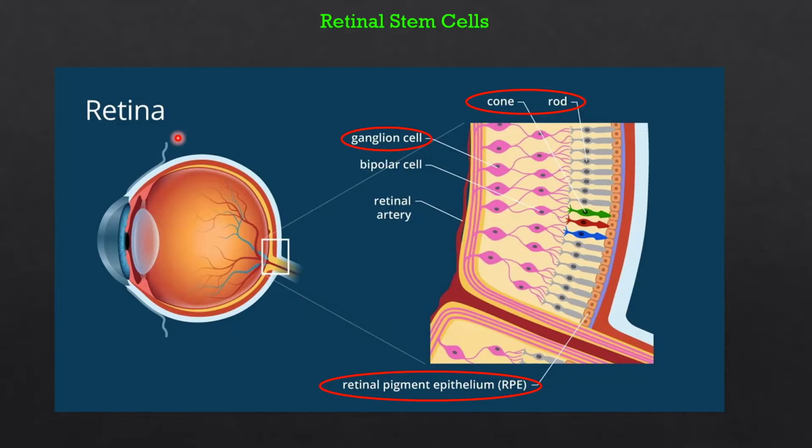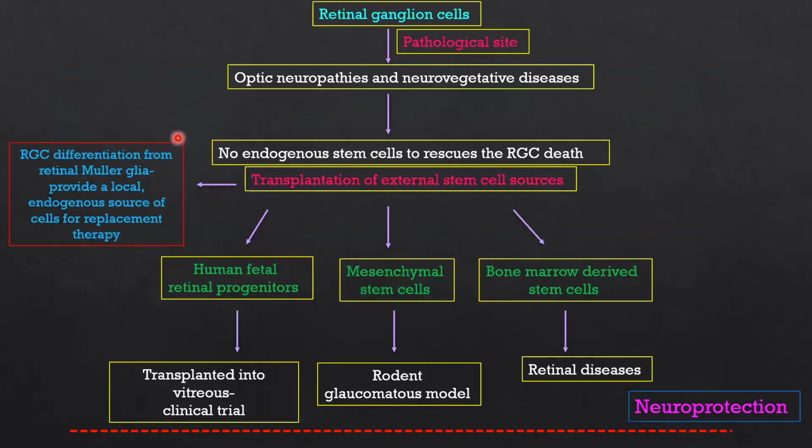A lot of research has to be done on the endogenous stem cells. Still, the location is a big debate, and we do not know where the stem cells of the retina are located. So we'll just move on to the 3 layers that I have mentioned one by one. So retinal ganglion cells. When we talk about optic neuropathies or any neurodegenerative disease, retinal ganglion cells are going to be the pathological site. So they are involved in neurodegeneration.